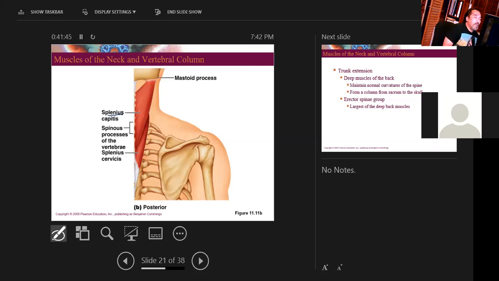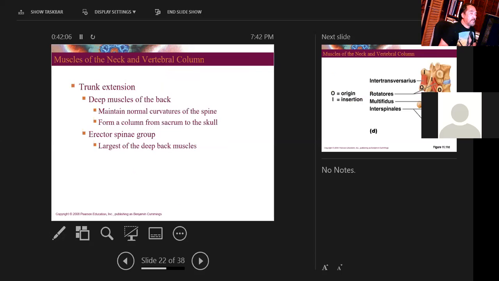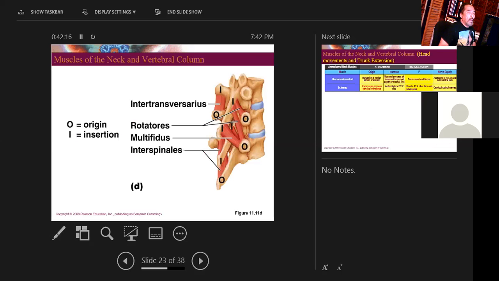And they call that splenius capitis. Why? Because capitis means head. Okay, so splenius capitis is going to be those muscles that you see here in this picture. Okay, next, we're going to go into the next slide. Trunk extensions, the erector spinae group, which is located at your posterior. Okay, these are actually coming out of the vertebral column.